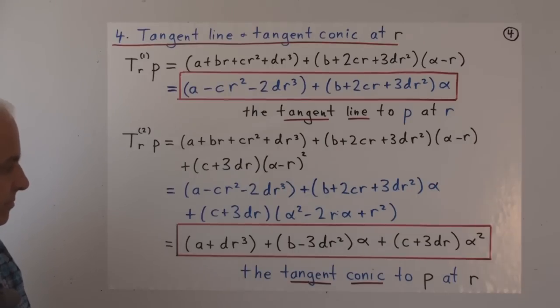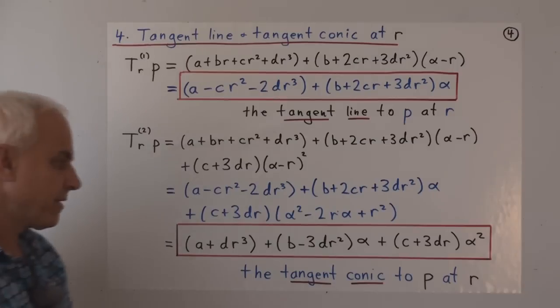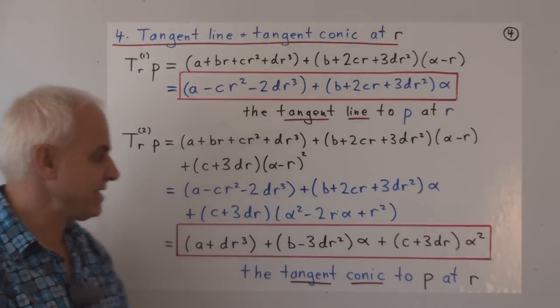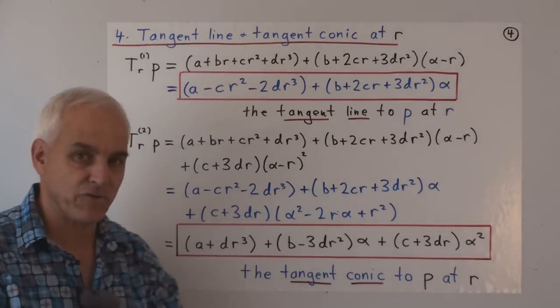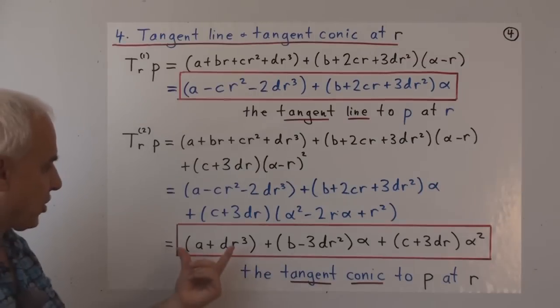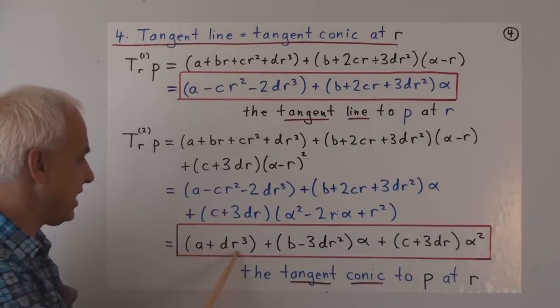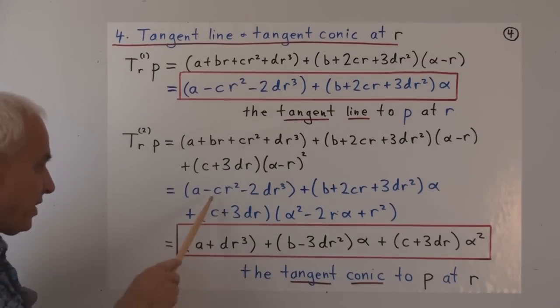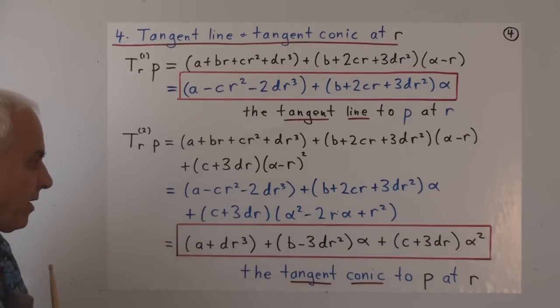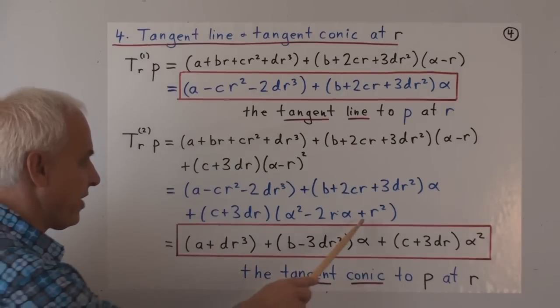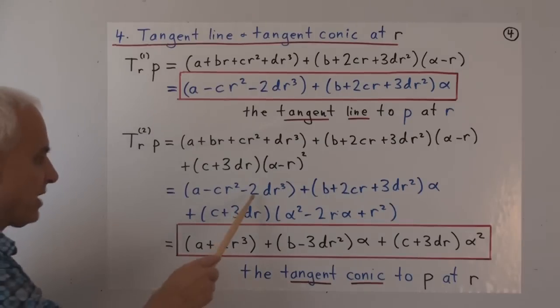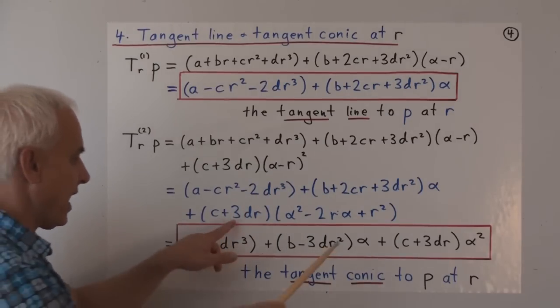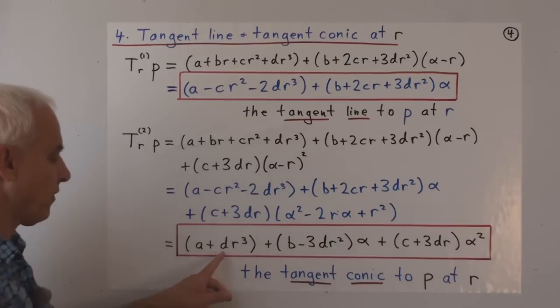Now something pleasant happens. It's a little bit surprising that the thing becomes relatively simple. There's a lot of cancellation going on here. There's a little bit of magic trickling through. And the constant term is only a plus dr cubed. For example, this minus cr squared term that was there is going to be removed when we have an r squared times c here. So those two combine to get rid of that one. The minus 2dr cubed that we have there has to be combined with 3dr cubed there for a total of 1dr cubed.